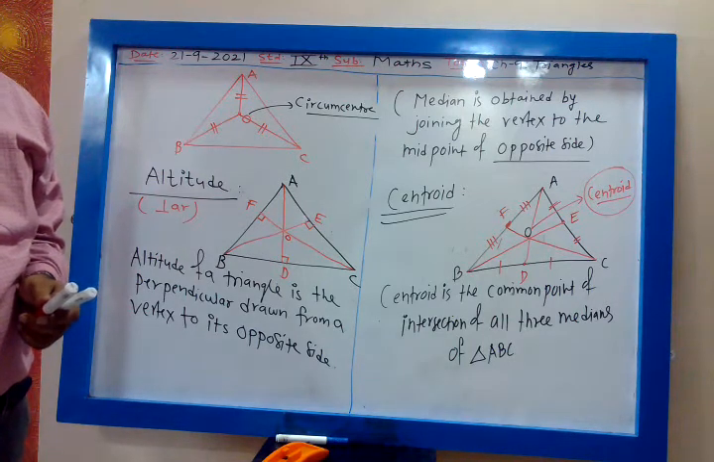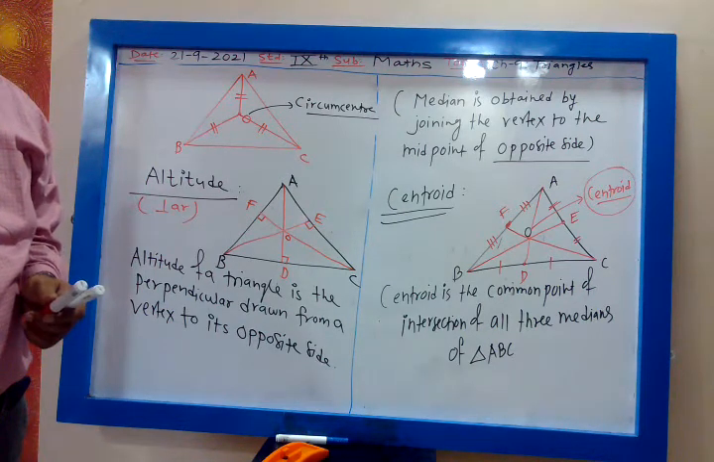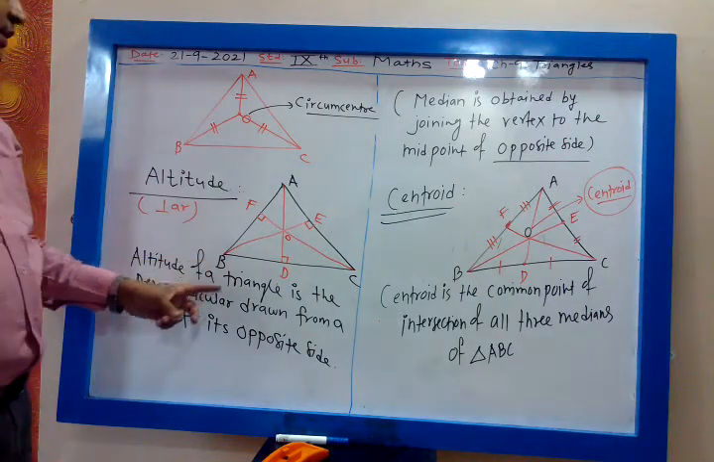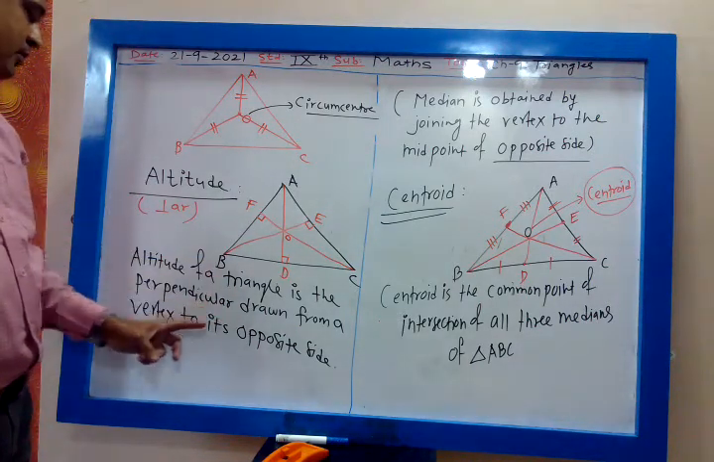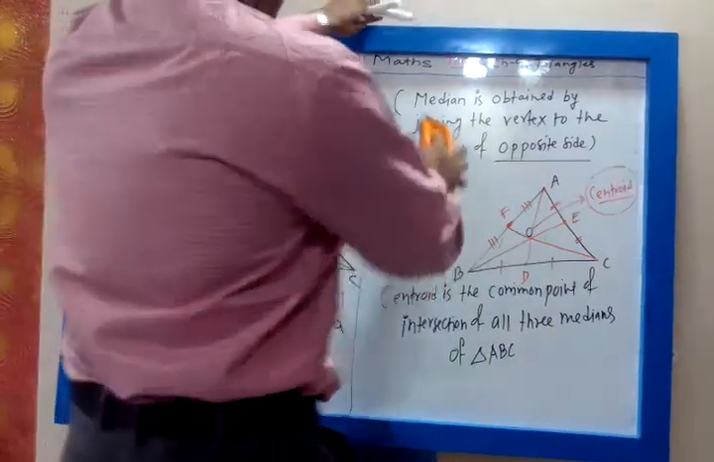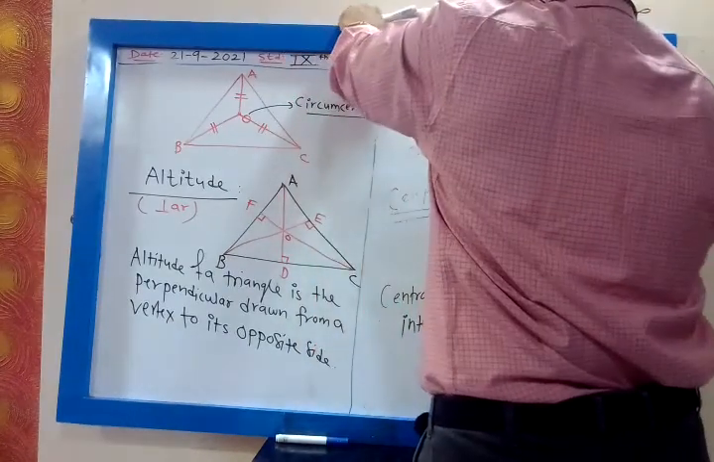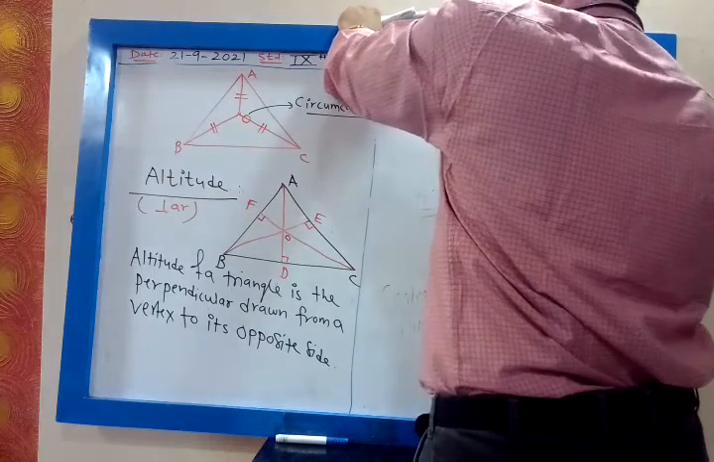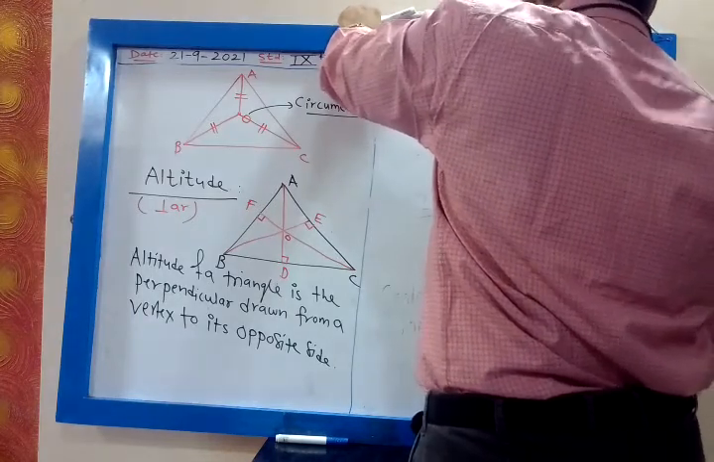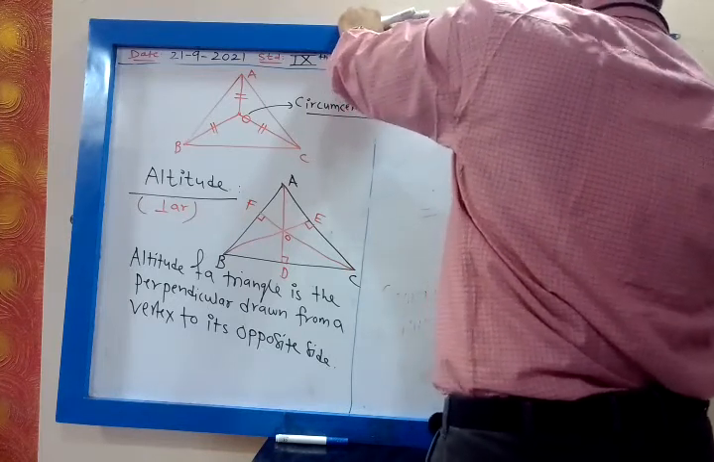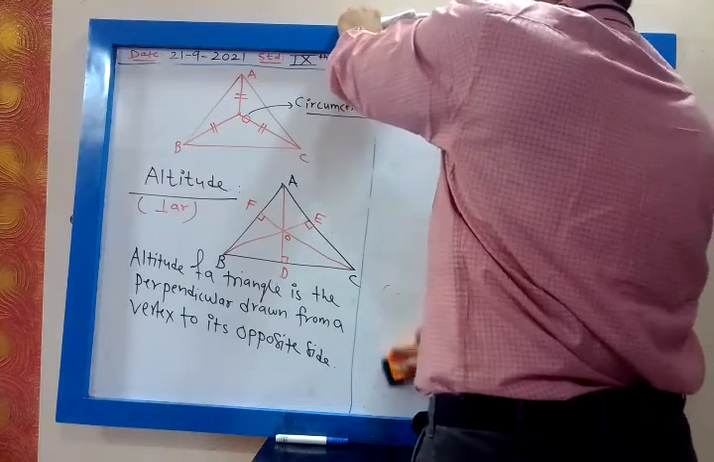Every altitude need not be a perpendicular bisector. Every median need not be perpendicular. Is it clear? So altitude means it is the perpendicular drawn from a vertex to its opposite side. That's all, nothing else. Unless that perpendicular bisects the opposite side, it will not be the median. If it bisects the opposite side, then it will be a perpendicular bisector.